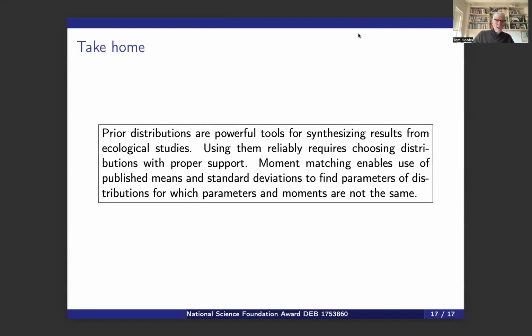Okay, the take-home message from this video is that prior distributions are powerful tools for synthesizing results from ecological studies. They allow us to benefit from hard-won published data, but using them reliably requires that we choose distributions with proper support, and those may not be distributions like the normal and the Poisson. Moment matching is the tool that we use to enable us to use published means and standard deviations to find parameters of distributions for which parameters and moments are not the same.